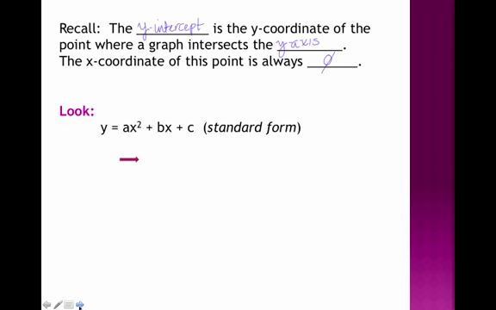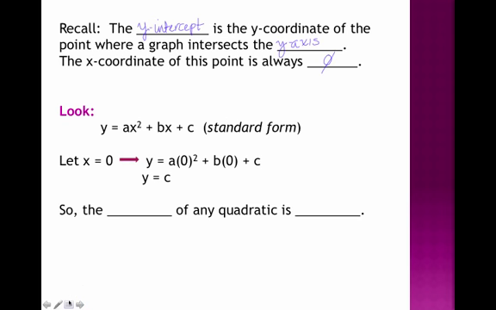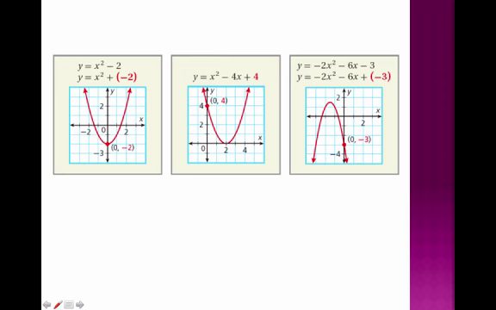So if we look at our quadratic function in standard form, and if we let x equals 0 and plug in our zeros, you'll see that y equals c. So clearly, the y-intercept of any quadratic is the value for c. So let's take a look at some slides that show this.